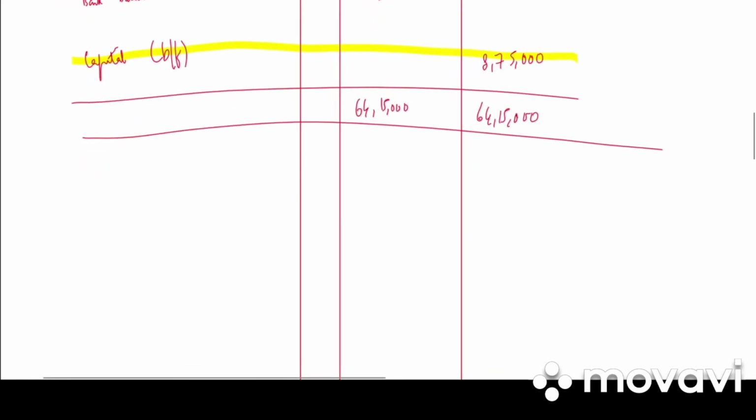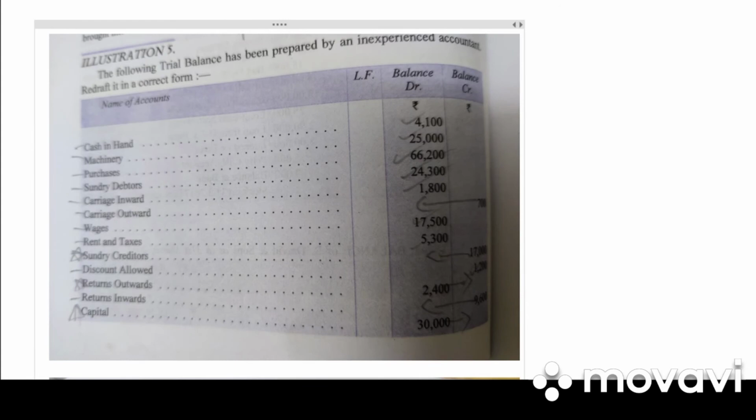After the problem, write down a note. Closing stock will not figure in the trial balance because it has not yet been brought into account. Let us take down one more illustration, that is illustration 5. The following trial balance has been prepared by an inexperienced accountant. Redraft in correct form. So, an accountant has prepared a wrong trial balance. We need to redraft it and put it into correct form.